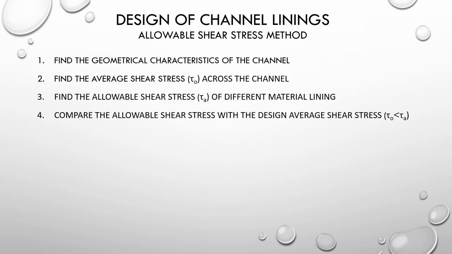So following the allowable shear stress method, the first thing we would do is find the geometrical characteristics of the channel. After that, we would find the average shear stress across the channel, and from there we would find the allowable shear stress of different material linings, which we would use to compare with the average shear stress across the channel to see which material would be the best fit for our design.